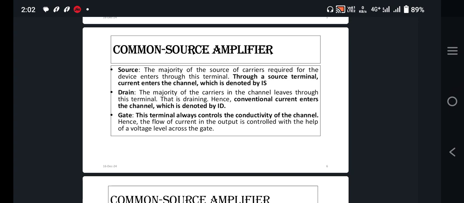The gate terminal always controls the conductivity of the channel. Hence, the flow of current in the output is controlled with the help of a voltage level across the gate.